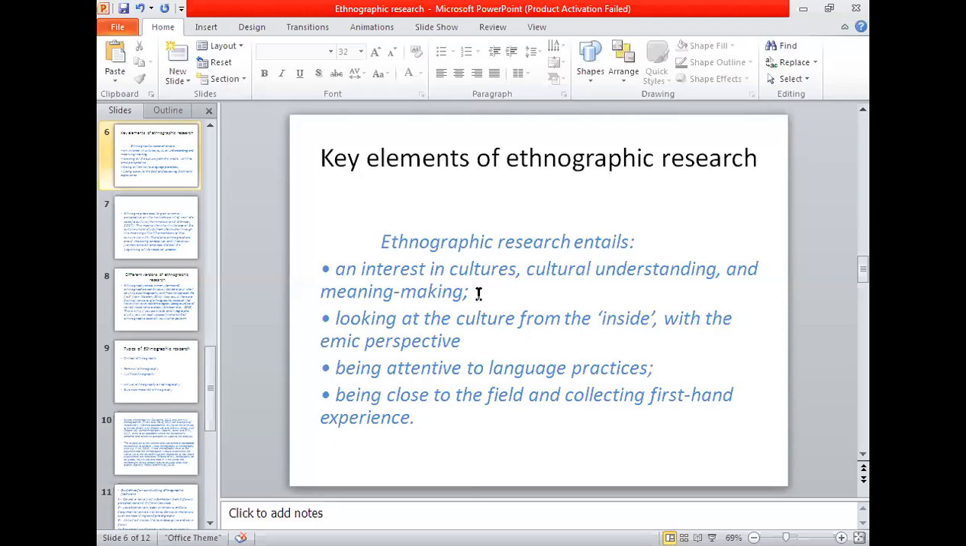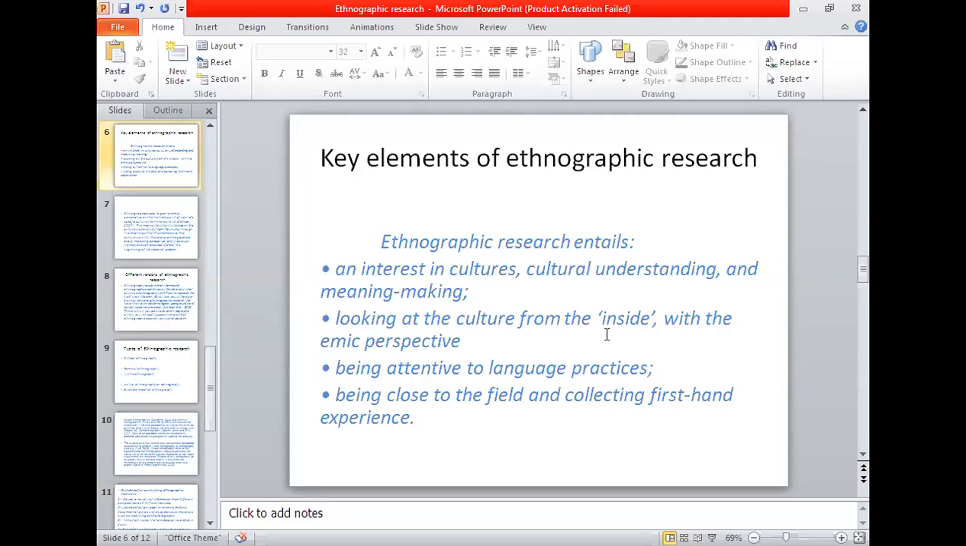So what the ethnographic researcher will do is look at the culture from the inside, with the Emic perspective. If you have not studied cross-cultural psychology, the students of cross-cultural psychology are well aware of the concept of Emic and Etic perspectives. There are two types of perspectives used in cultural and cross-cultural psychology or cultural studies. One is Emic and the other is Etic.